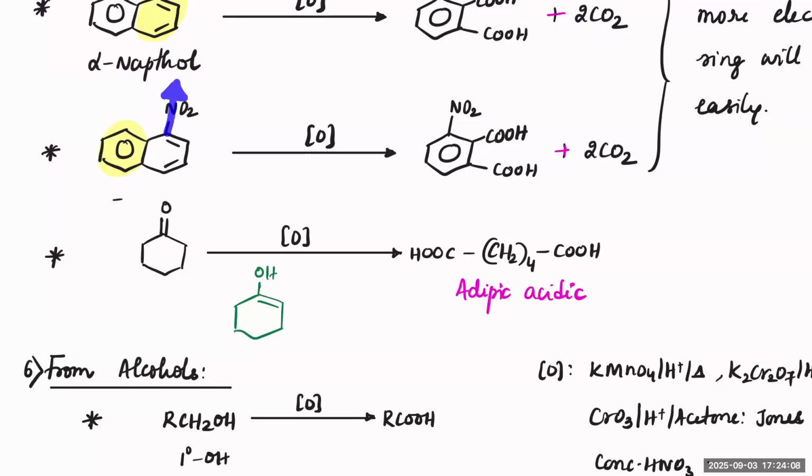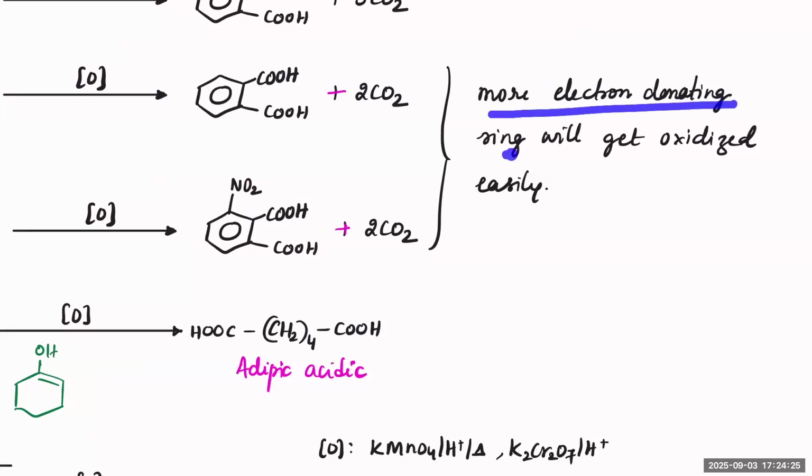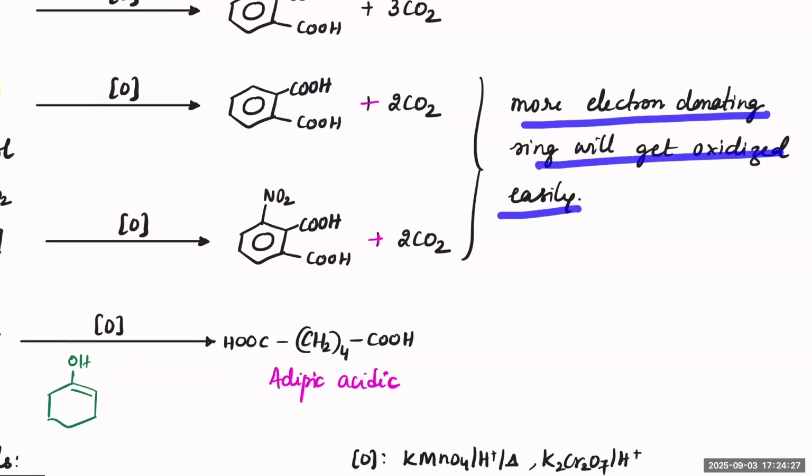Nitrobenzene is a pulling group. So this ring is less activated and this one is more activated. Since this ring is more activated, you can break here and convert that into acids. Clear? So do remember these two examples. That is, a more electron donating ring will always get oxidized easily.